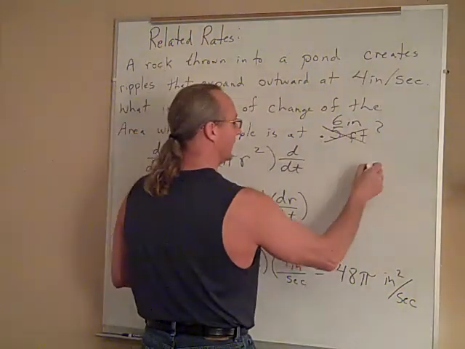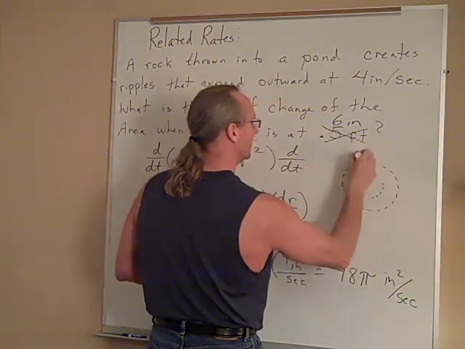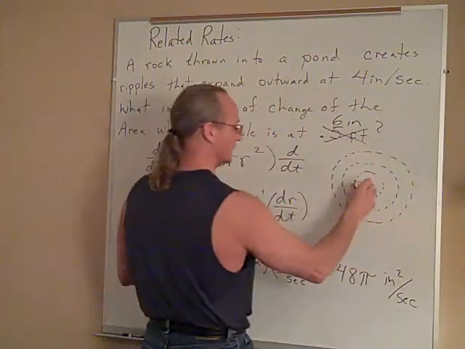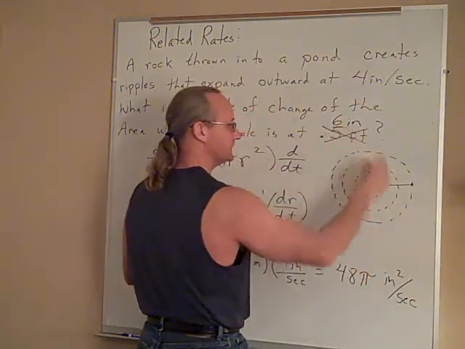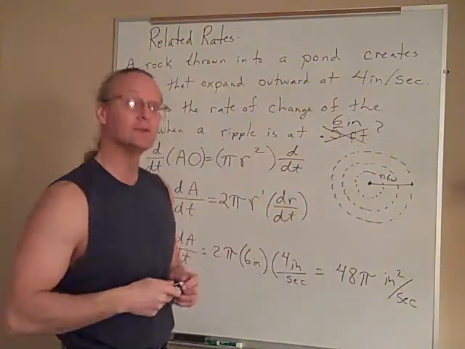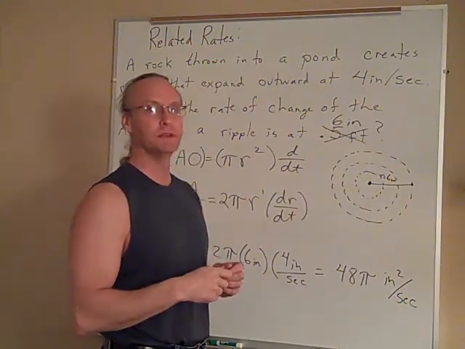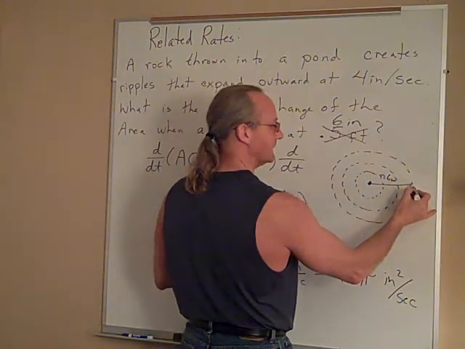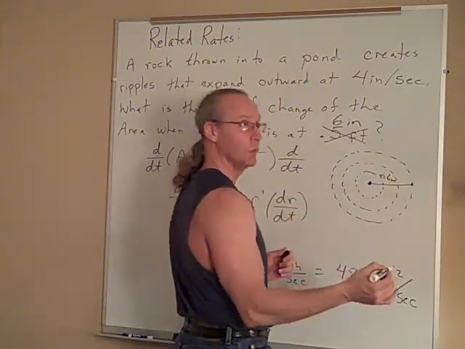Here's my rock, and my ripples expand outward. These are supposed to be circles. And the area is changing, just like the radius is changing. Well, at some point in time, at this point in time, my radius is 6 inches. And what we're going to do is look at what happens one small instant later. I'm going to look at a change in time of 0.01 seconds. In other words, I'm going to look at what happens between here and when the radius is at 6.04.